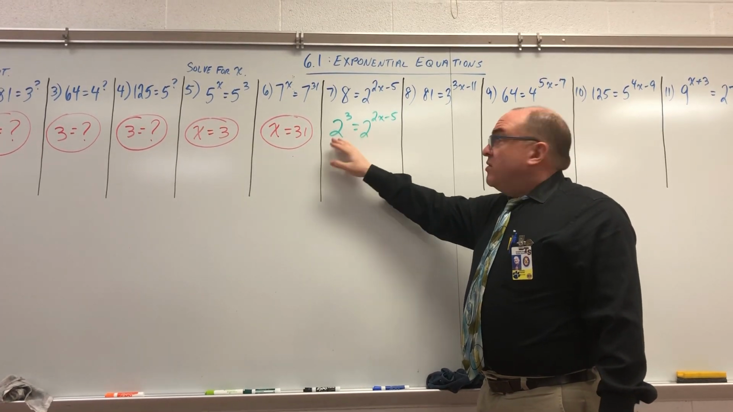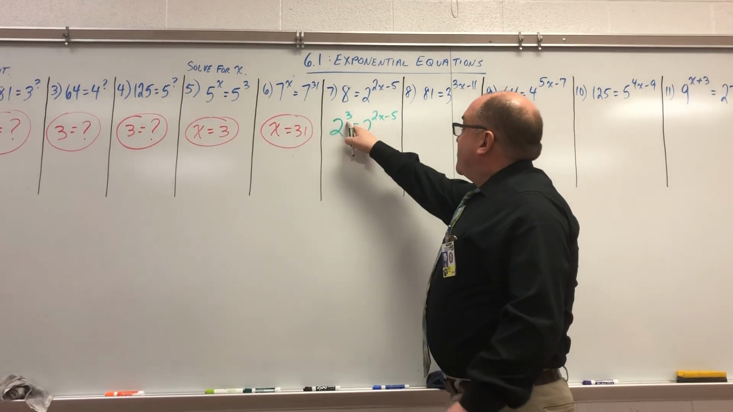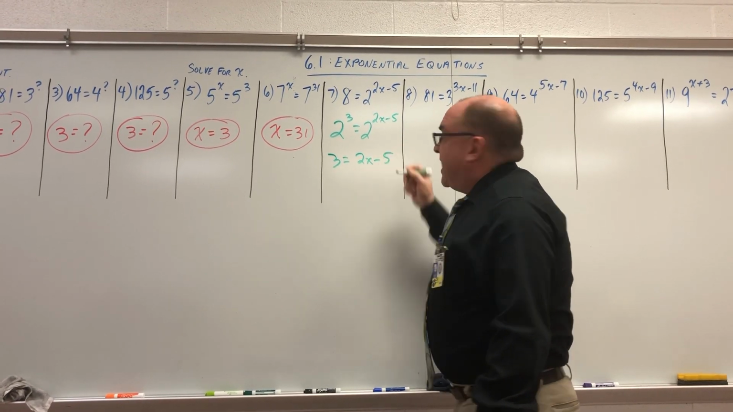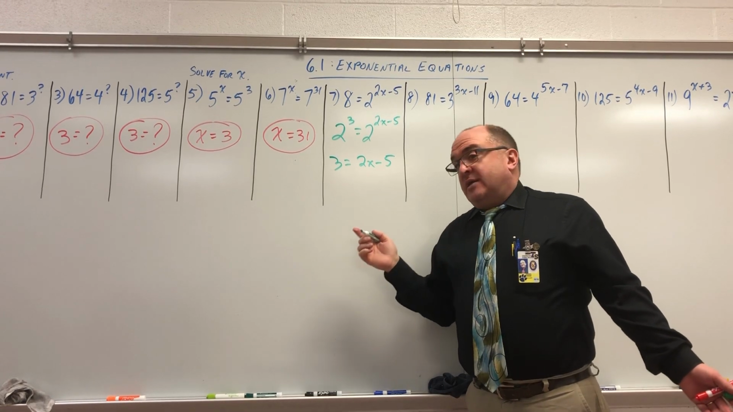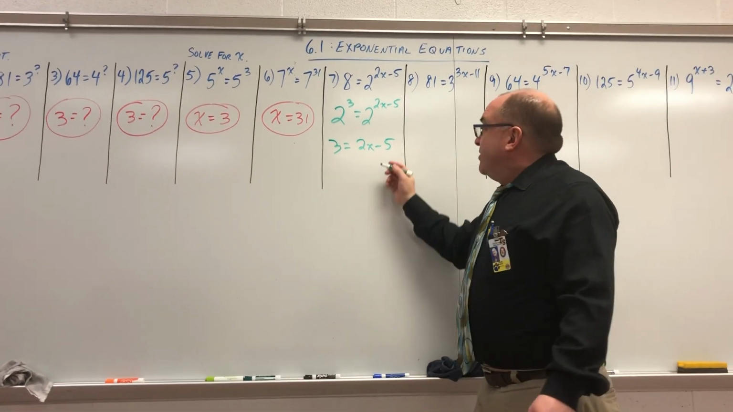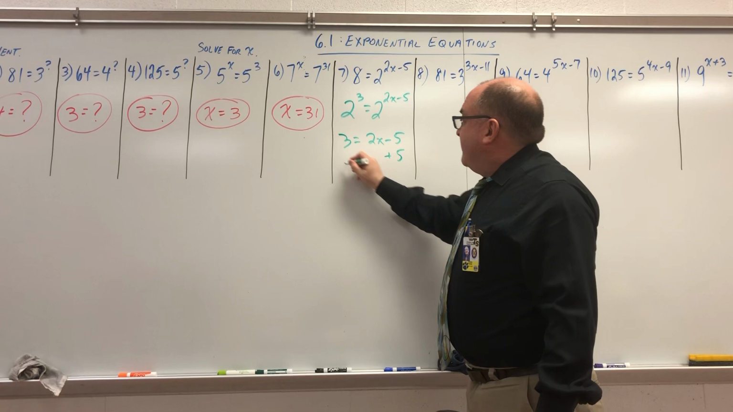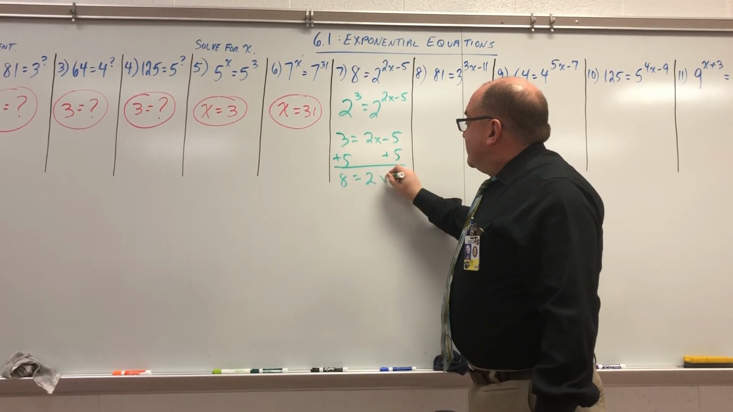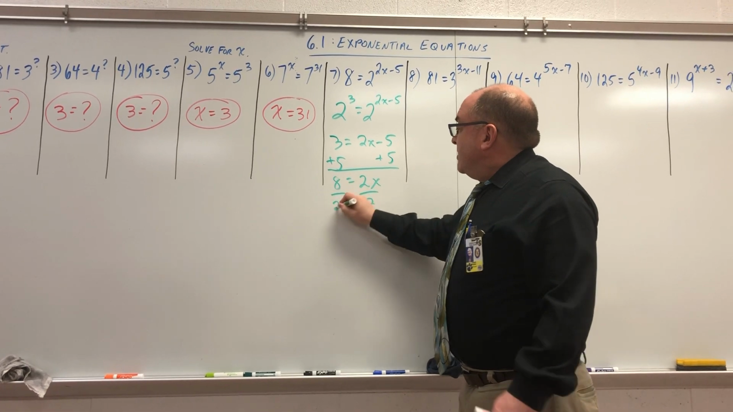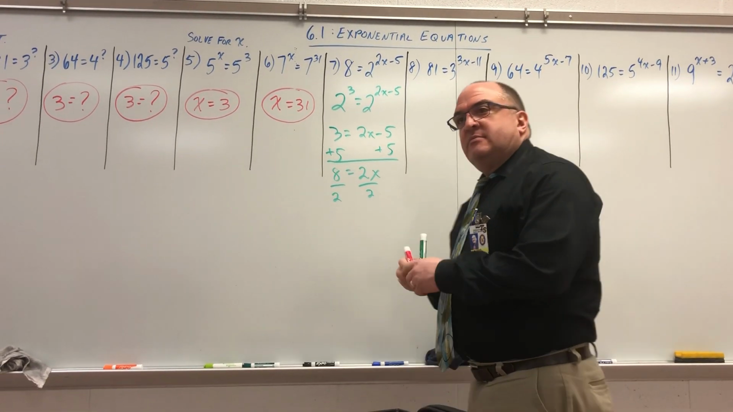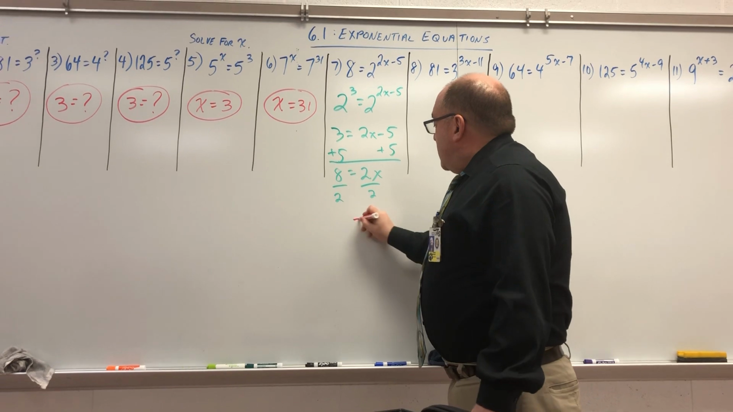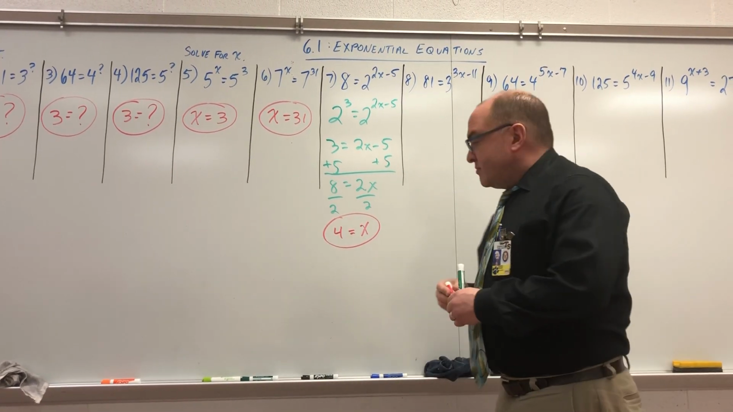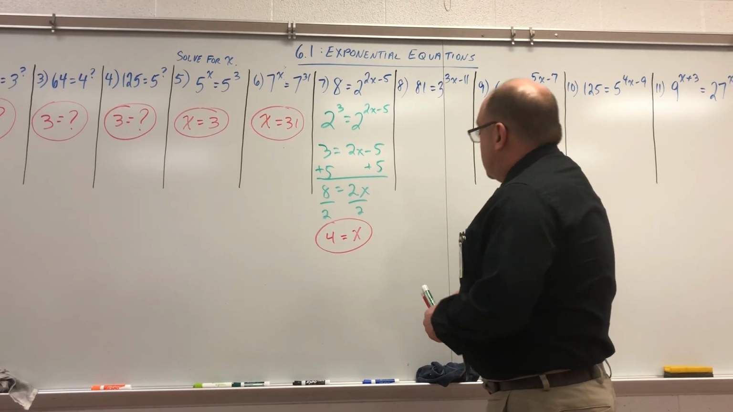Okay, so now all I need to say is 3 equals 2x minus 5. Now I'm solving for x. What do I do? Plus 5. So I get 8 equals 2x, divide by 2. 4. That's it. Okay? All right.